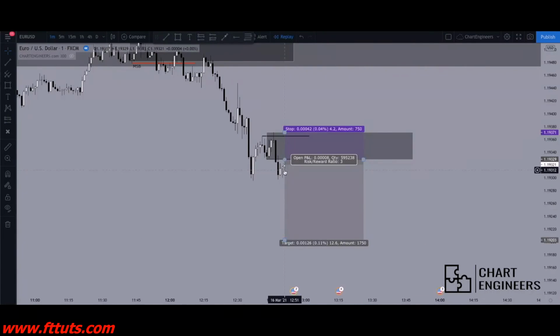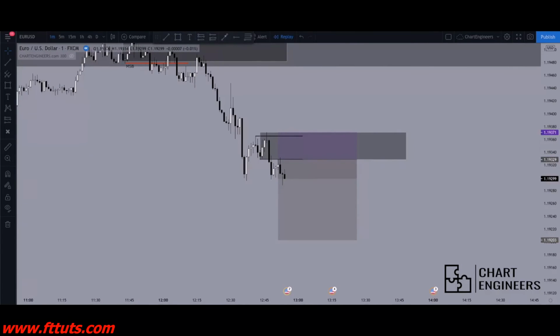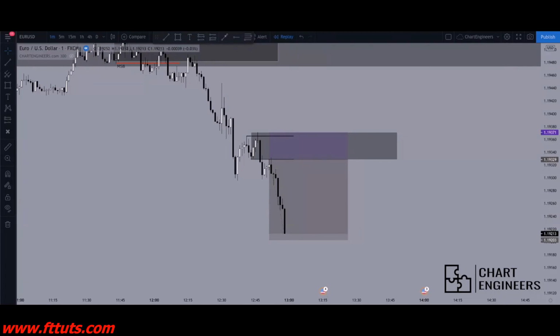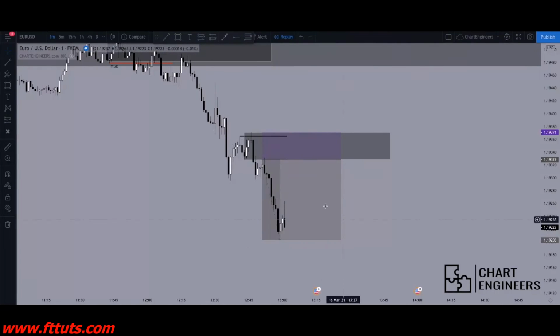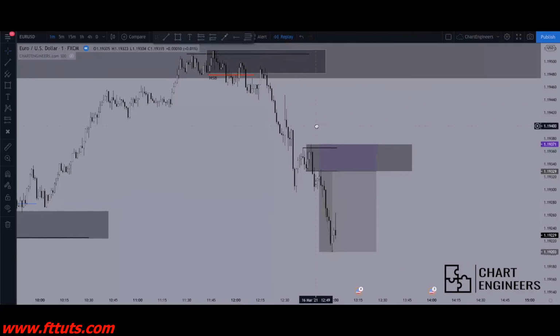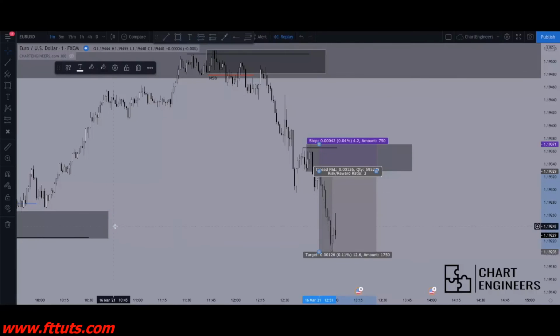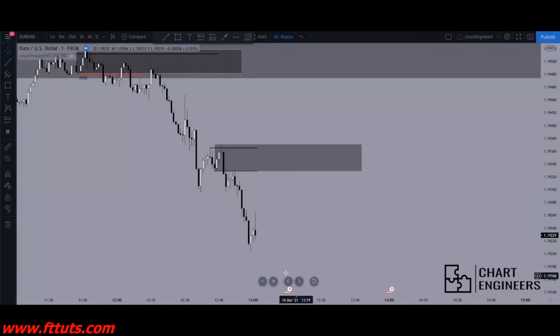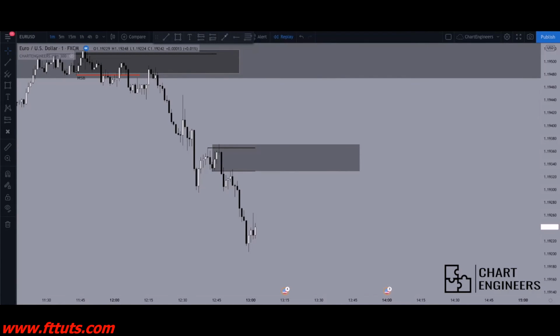So here's your entry, you get tagged in there. And you see we get tagged in at 12:51, TP at 12:59. So that's another 3R in case you miss this trade or this trade. That's another 3R. Then let's see how price continues to play out.